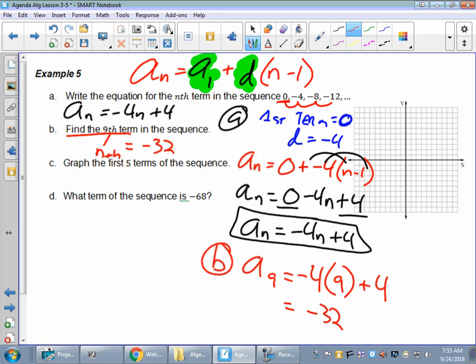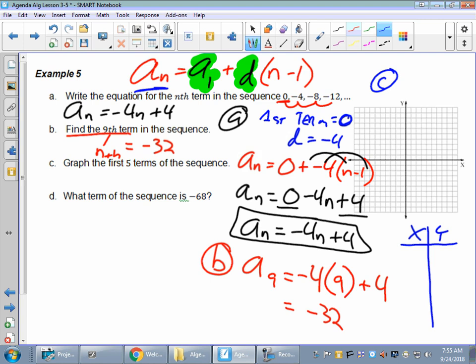Okay, part C. We're going to go over to the graph here. And really what they want is the first 5 terms. It's really not that difficult to do, so we're just going to make an XY table. And your x value, remember that this part here can be your y value. So those are the terms in the sequence.